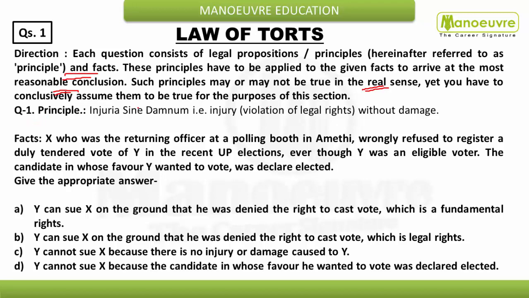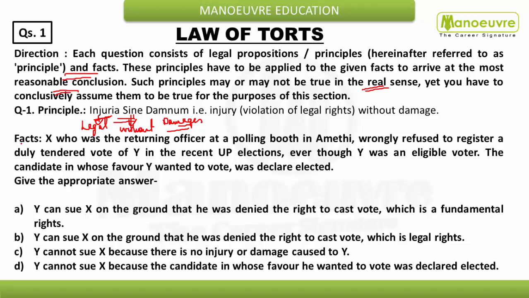The principle is injuria sine damnum. Now these are legal maxims, Latin words, okay? That is, injury means violation of legal rights without damage. Now injury to what? Injury to your legal rights, okay? And sine means without, damnum means damages. Damages means you have not actually suffered a loss. Okay, then also can you claim compensation? Yes, you can claim compensation because there has been injury to your legal right, which is very, very important in the eyes of law. Now let's get started with the facts.